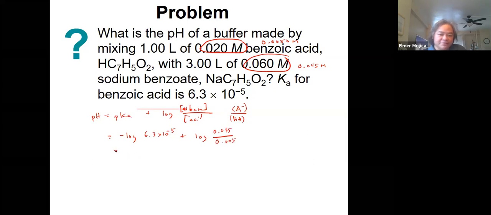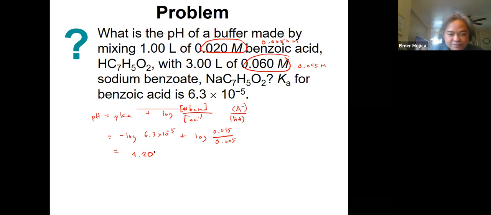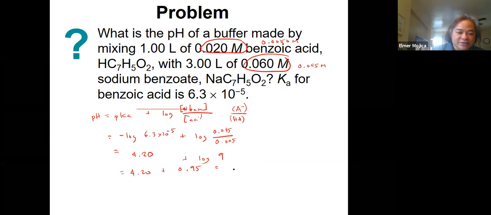Now what do you get? Negative log 6.3 exponent negative 5 will give me 4.20. 0.045 divided by 0.005 will give me 9. So what is log of 9? So I have here 4.20 plus 0.95. And what do I get? 5.15.